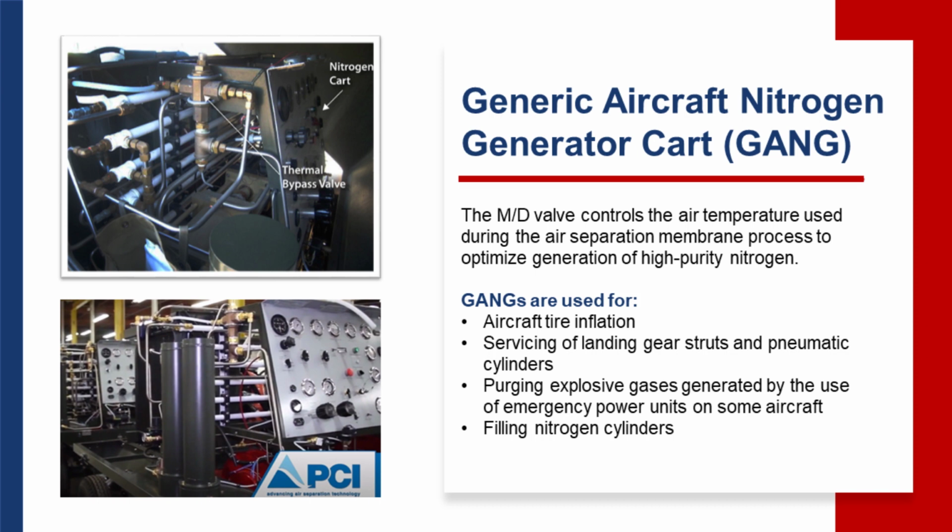Next one up is the generic aircraft nitrogen generator cart, or GANG. The A&D valve controls the air temperature used during the air separation membrane process to optimize generation of high purity nitrogen. GANGs are used for aircraft tire inflation, because you don't want any water in there as it would freeze up at altitude. They're also used for servicing of landing gear struts and pneumatic cylinders, purging explosive gases generated by the use of emergency power equipment on some aircraft, and filling nitrogen cylinders.